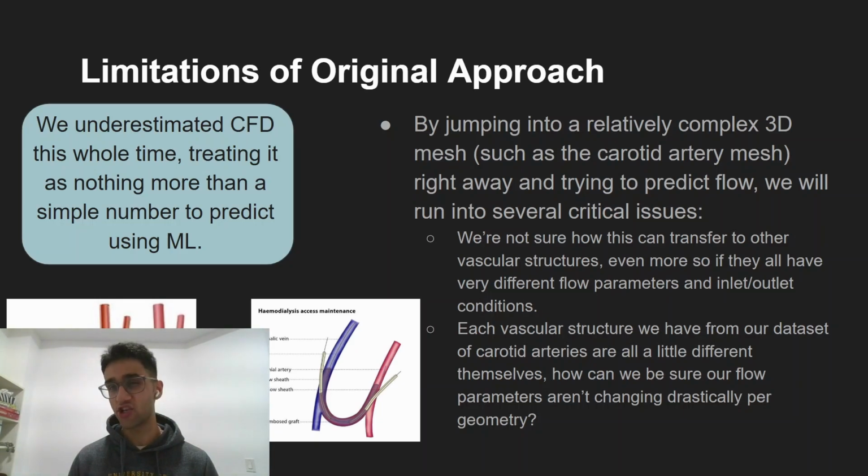Our mistake was jumping into a relatively complex 3D mesh, like a carotid artery, right away and trying to predict flow. We will have several critical issues going forward. Namely, A, we're not sure how this can transfer to other vascular structures, even more so if they all have very different flow parameters and outlet conditions. And B, each vascular structure from our data set of carotid arteries is a little different itself, as, of course, everyone's arteries, everyone's veins are slightly different. How can we be sure our flow parameters aren't changing drastically per geometry?